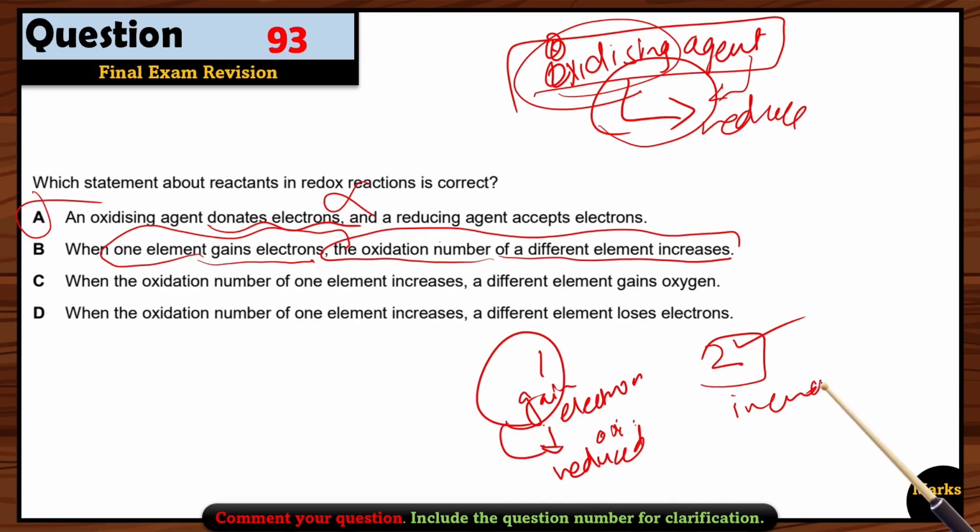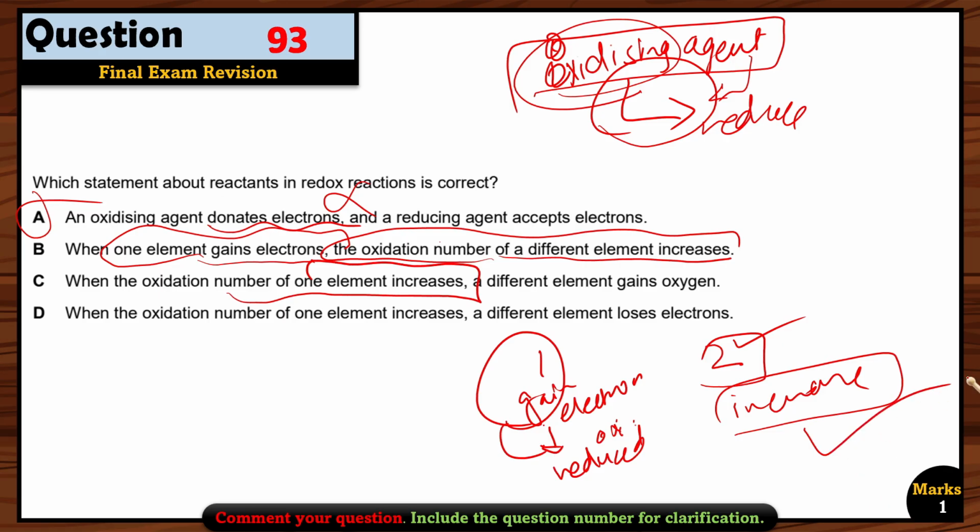So the other one will increase. So that's why option B is the right option. But we can still look at option C and D. When the oxidation number of one element increases, for example, this oxidation number has been increased, a different element gains oxygen. Wrong. The oxidation number of one element, if it is increasing, it means it is the one actually that is gaining the oxygen. Okay, so that's why this option is also wrong.